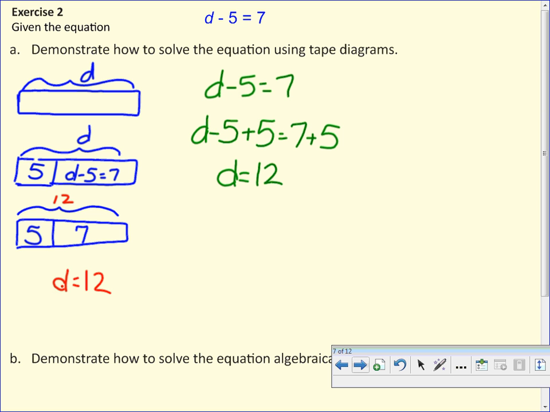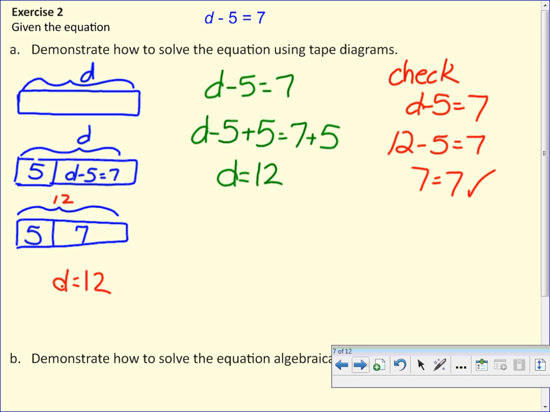We're still going to check it. D minus 5 equals 7. Replace the letter with the number. 12 minus 5 is 7. 7 does equal 7, so that's a true statement. So that works. So that means 12 is the solution for D.